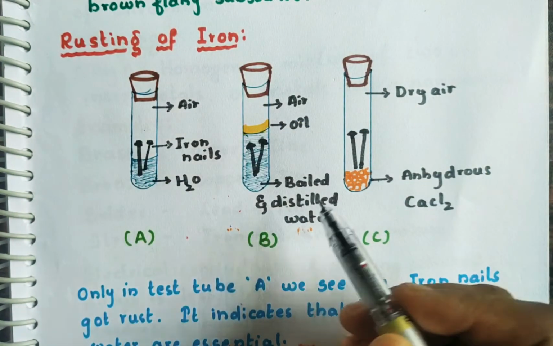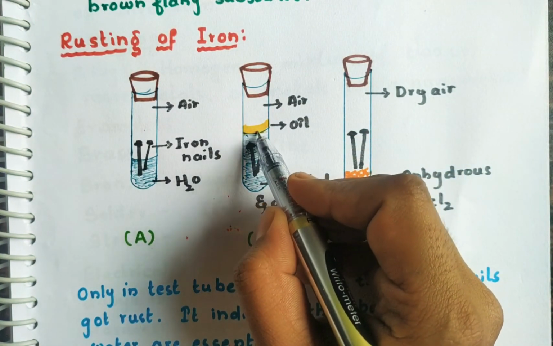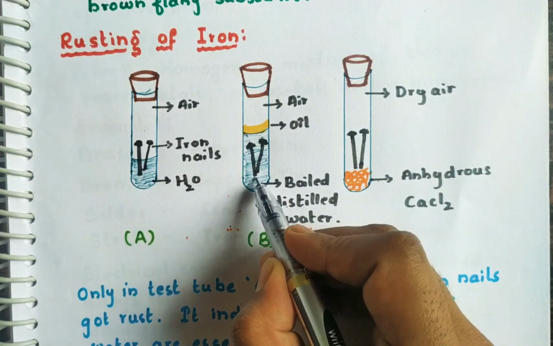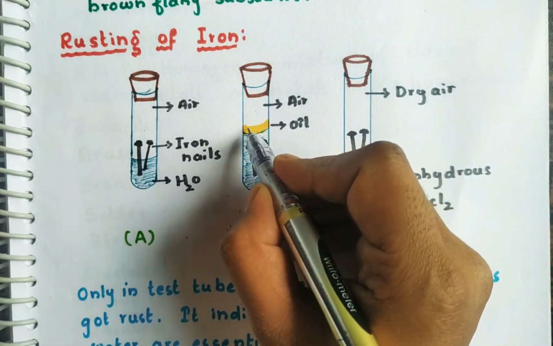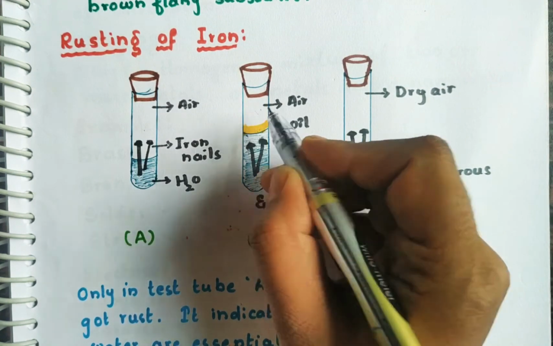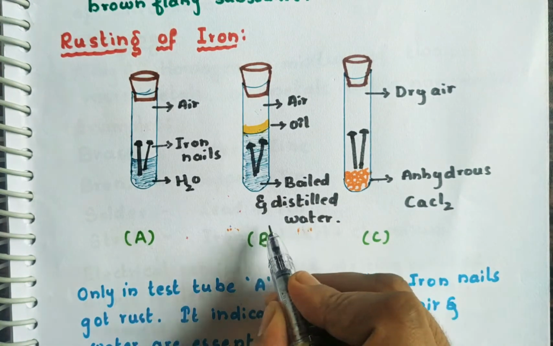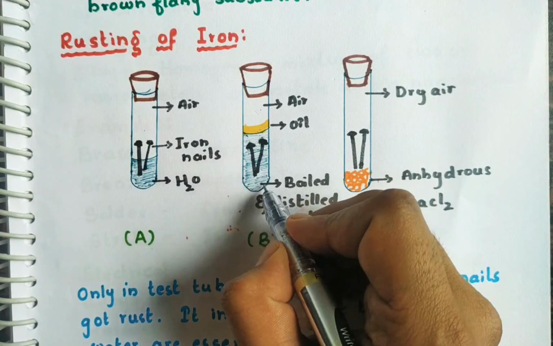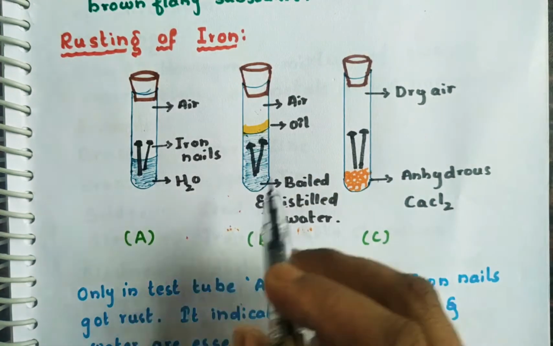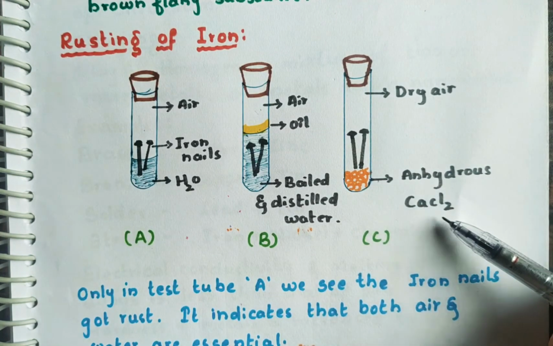In test tube B, we have added water and a thin layer of oil. There is also air, but air is not directly in contact with the nails because the thin layer of oil prevents air from entering the water. Also the water is boiled and distilled, so there is no chance of air in the water in test tube B.